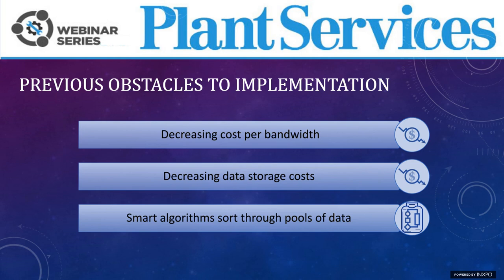Over the years, we experienced a decrease in costs for bandwidth, a decrease in costs for storage, and in fact, a lot of algorithms are in place that can sort pools of data to find the right data. Now, does that mean we can stream as much data as we want? Well, too much data leads to data overload, and it is a distraction. More data is not always better.